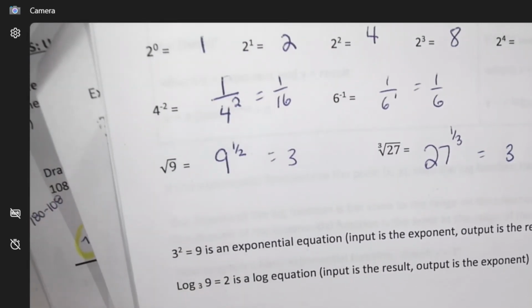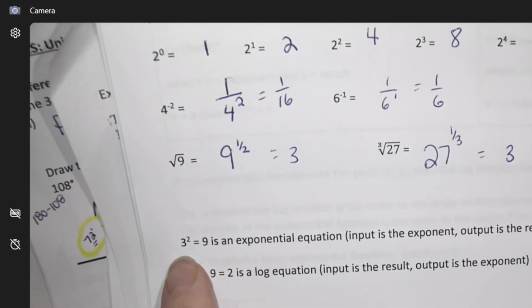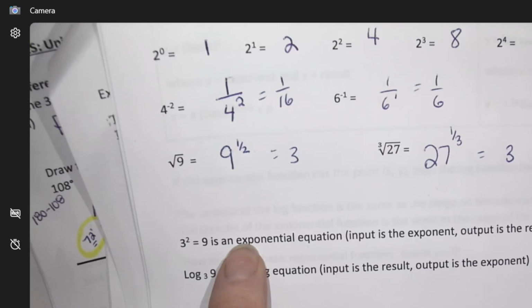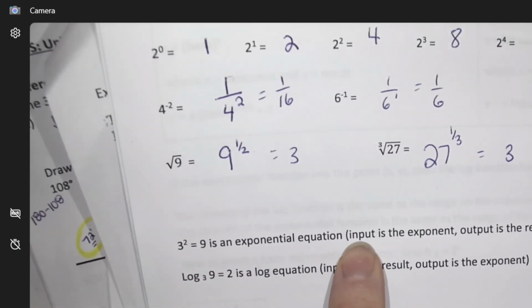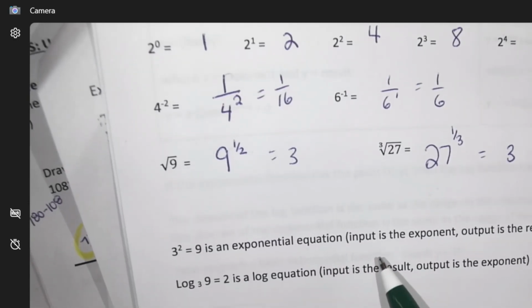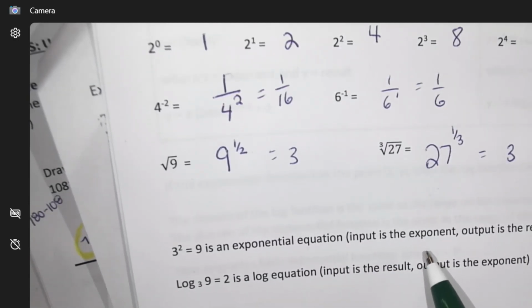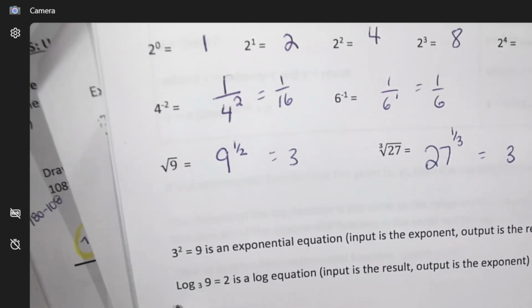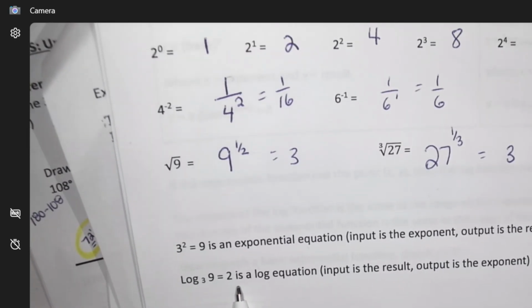Okay, so this is what's going to happen with logarithmics, because you've never seen a logarithmic before. So 3 squared equals 9. That's how we've gone through life. That's what your brain does instantly. That's an exponential equation where we're inputting the exponent and then we're trying to get the result. Logarithmics are going to make us work backwards. So log base 3 of 9 equals 2. So a logarithmic is you trying to get an exponent.